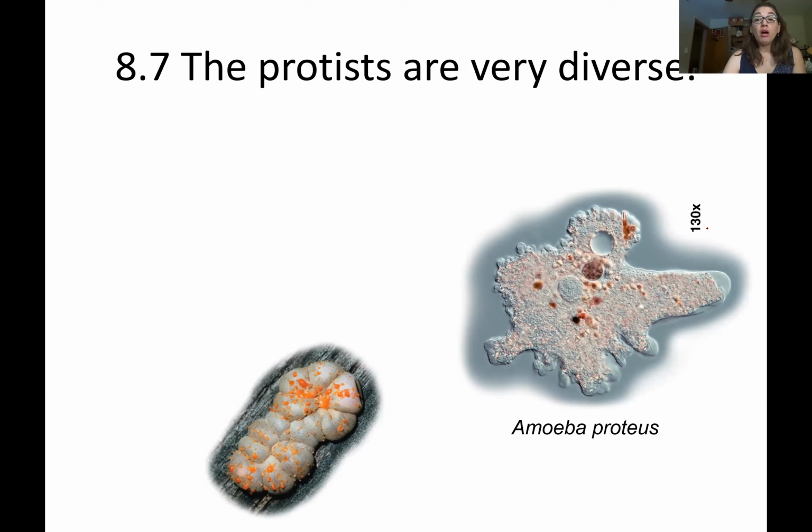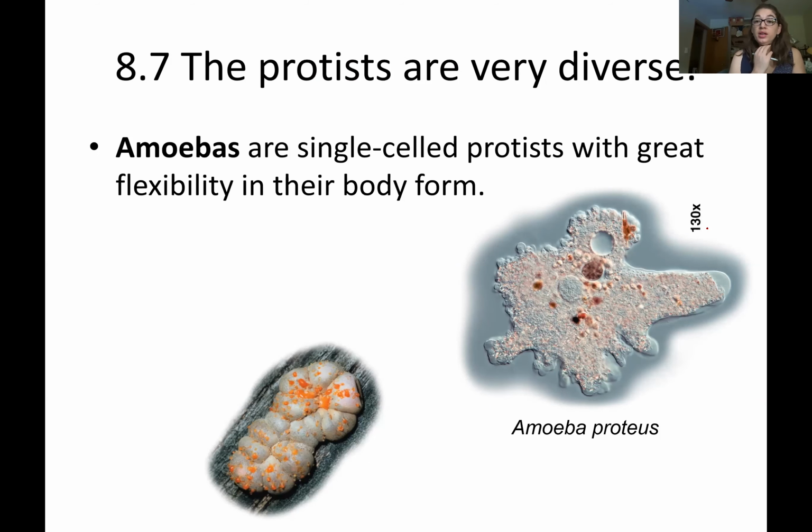So protists are very diverse. One example of a protist is an amoeba, and these are single-celled organisms. They have a lot of flexibility, and they can have extensions that move out, and you can actually see them move.